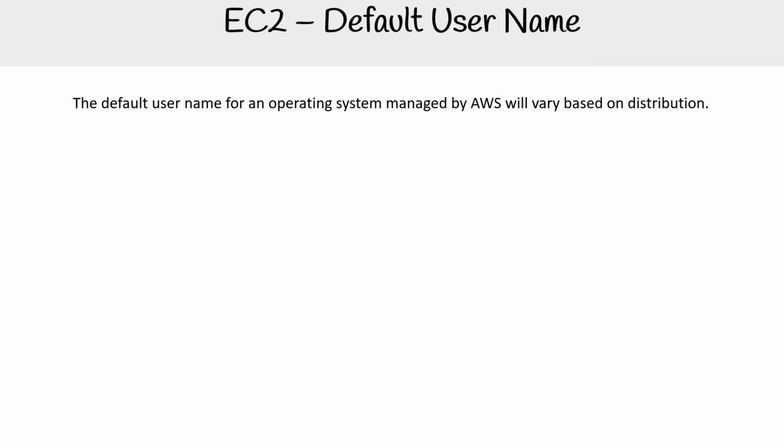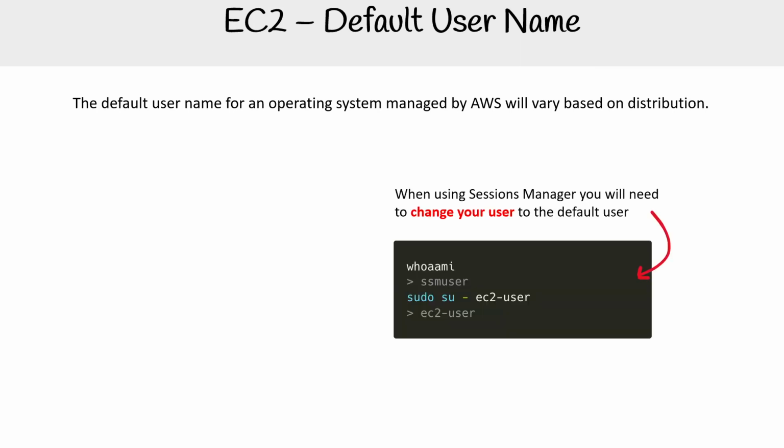The default username of an OS managed by AWS will vary based on its OS distribution. Why do we care about the default username? Well, often you'll have to use Session Manager to get into your instance. And if you were to check what user you are, you're always the SSM user, but you have to switch out to the default user. That's where you're supposed to do stuff, and so you need to know what that is. If you want to use SSH, you absolutely need to know what the default user is. So let's take a look at what it is.